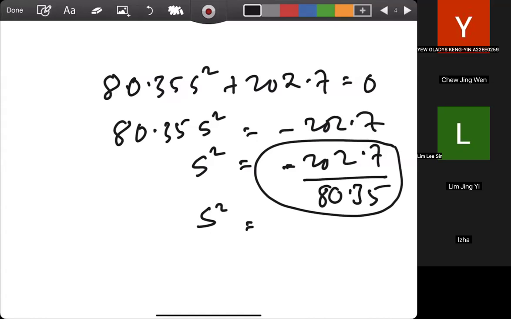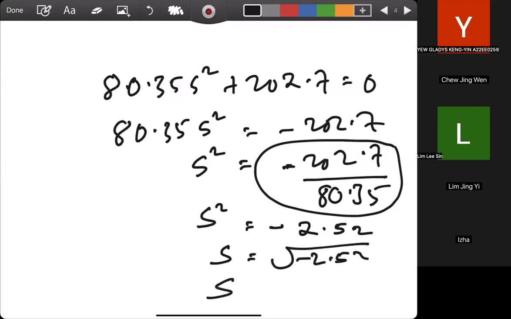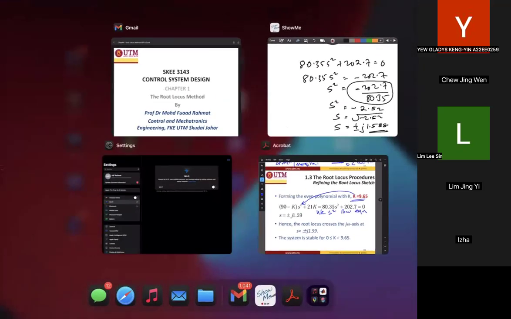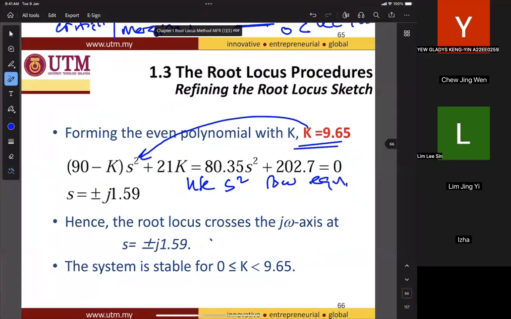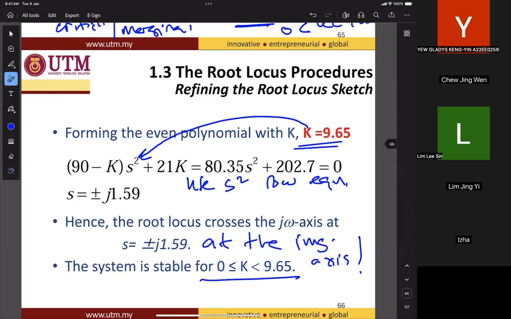202.7 divided by 80.35 is 2.522. Then square root, which is 1.588. Okay, so that is the value of the point at the imaginary axis. So the system is stable for K less than 9.65.